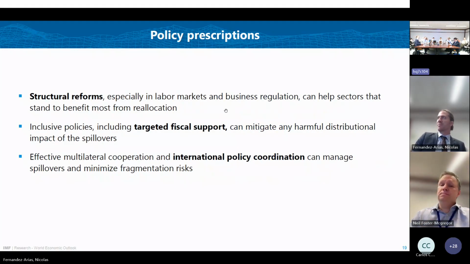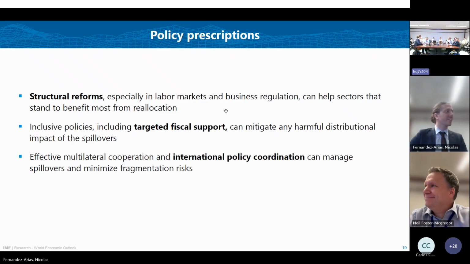Policy messages that come from our analysis are that structural reforms, particularly in labor markets and in business regulation, can help sectors adjust to the sectoral reallocation that occurs in response to growth in G20 emerging markets. But because there are potentially harmful distributional impacts of these spillovers, inclusive policies like targeted fiscal support can help mitigate those, along with multilateral cooperation and national policy coordination to manage these spillovers. I'll stop there. Okay, thanks.